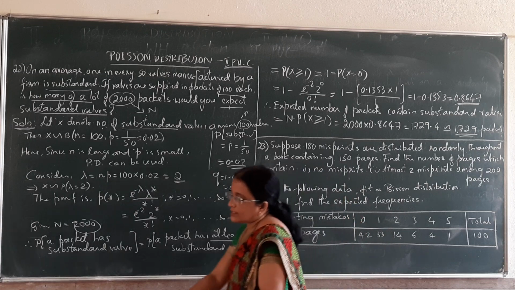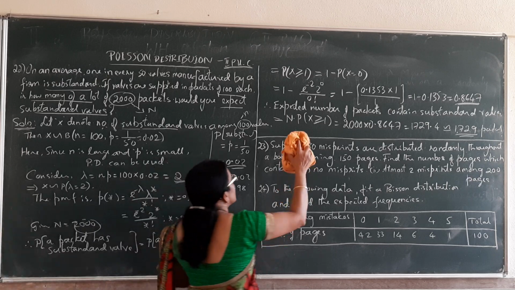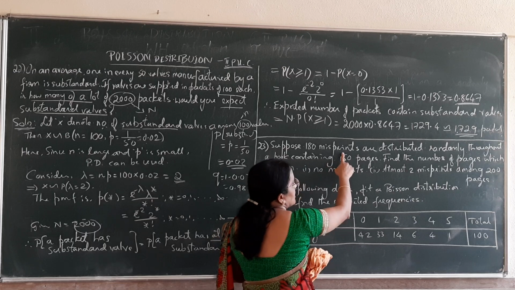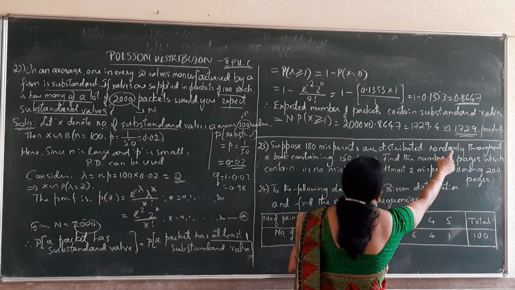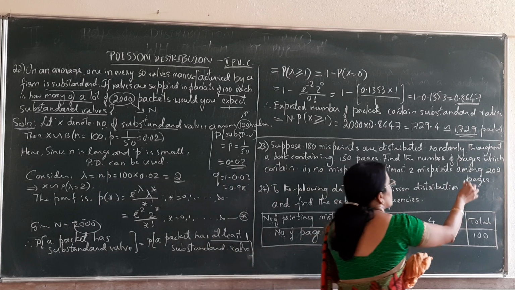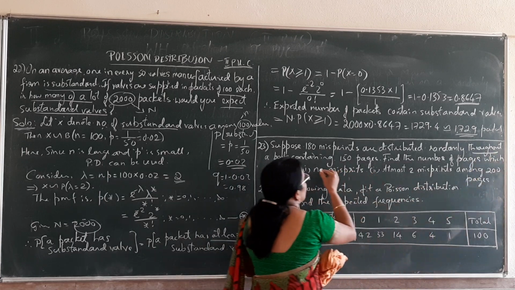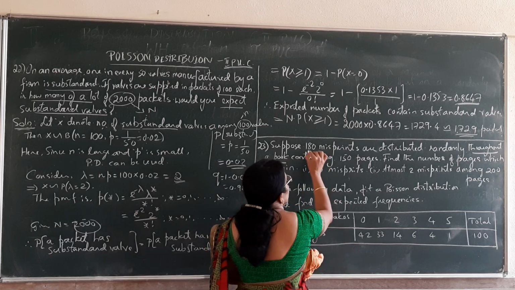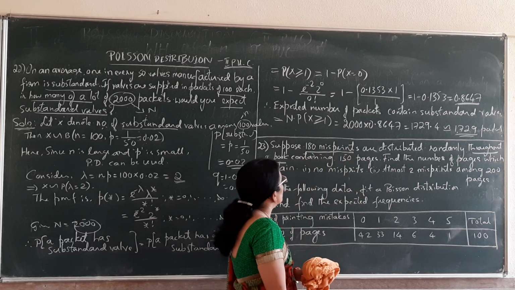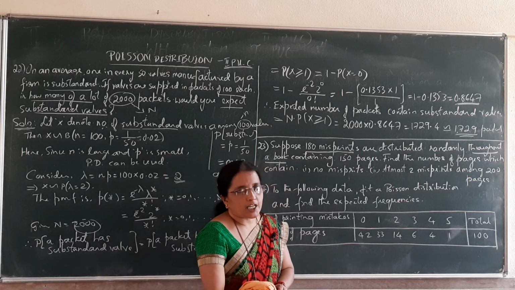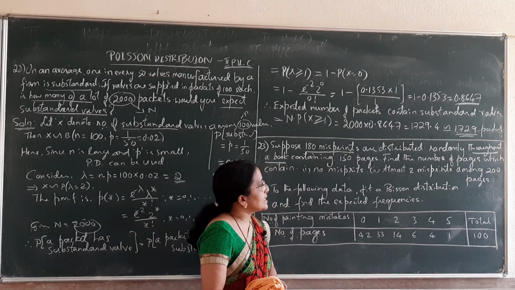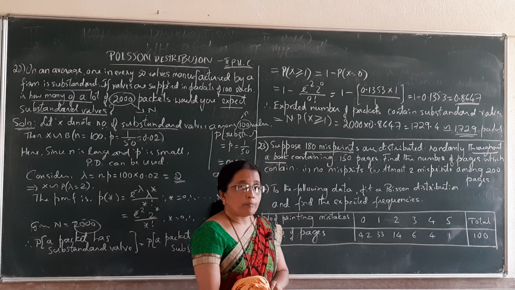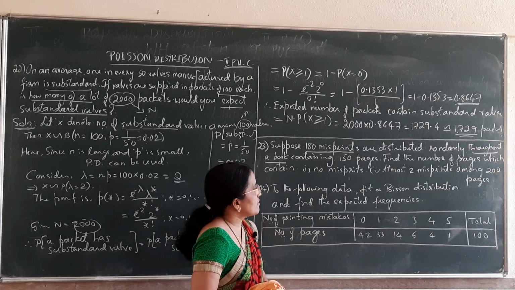Next, let us move to one more problem. Here I wrote next problem. Suppose 180 misprints are distributed randomly throughout a book. Go through this word. We are dealing with the misprints, improper print. How many misprints? 180 misprints throughout a book. The book may have any number of pages. The whole book contains 180 misprints. It is not given 180 misprints per page. For the whole book, they have given the information.